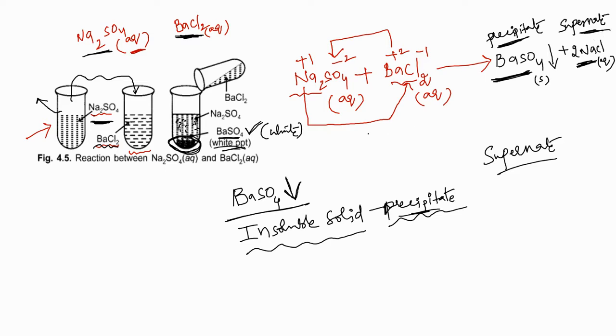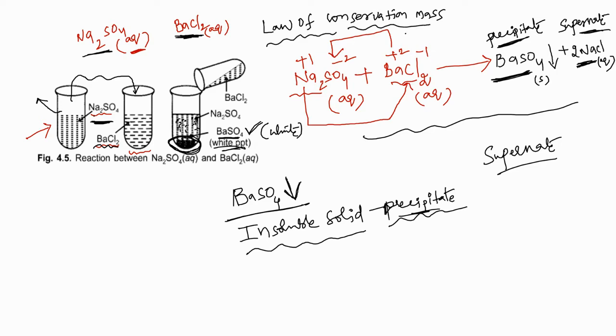And my dear students, it is a good example for the law of conservation of mass. What is the meaning of the law of conservation of mass, my dear students? It was given by Lavoisier. I told you in the class already. When you observe any equation, on the left side of the arrow mark are the reactants, and on the right side are the products. The number of atoms at the reactant side is equal to the number of atoms at the product side. That is known as the law of conservation of mass.